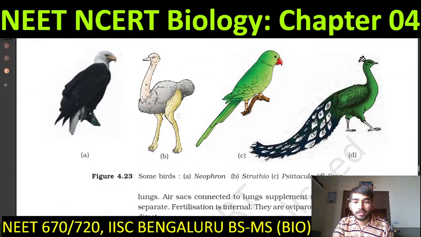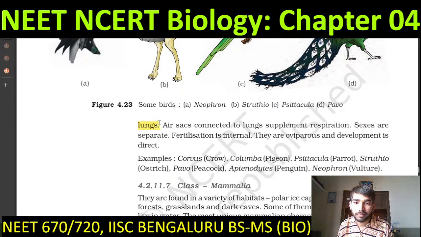Respiration is by lungs, so they have lungs, and air sacs connected to the lungs supplement respiration. Sexes are separate, fertilization is internal. Again, birds also lay eggs, that most of you must be knowing. Development is direct. Corvus is crow, C for corvus, C for crow. Columba is pigeon. Psittacula is parrot. Struthio is ostrich, Pavo is peacock, Aptenodytes is penguin, and Neophron is vulture.